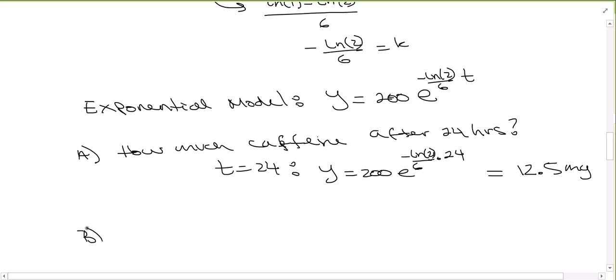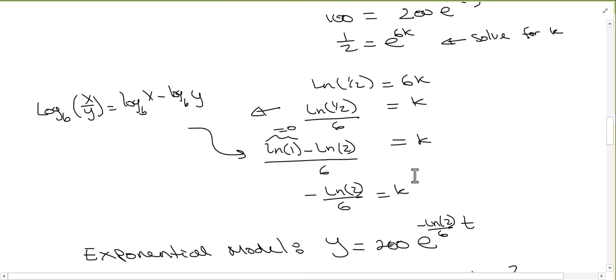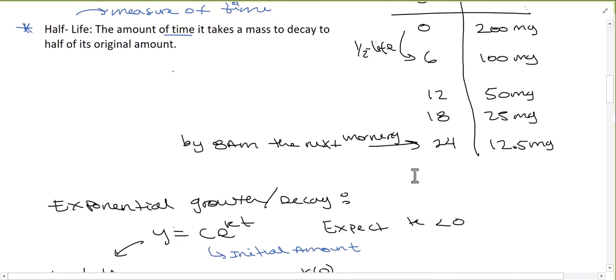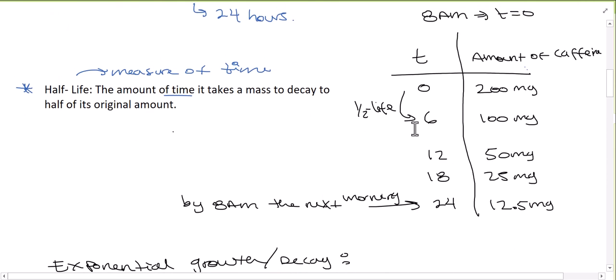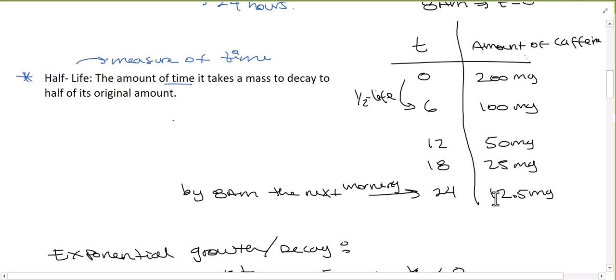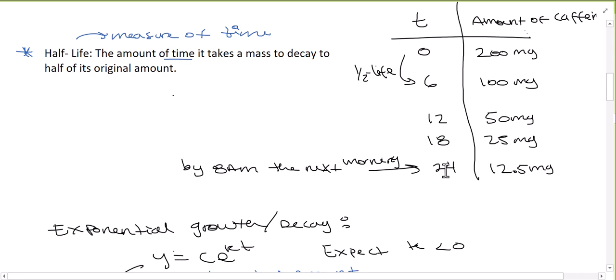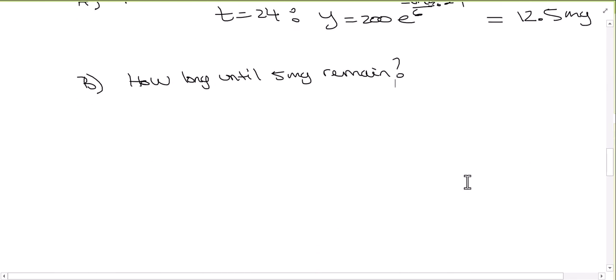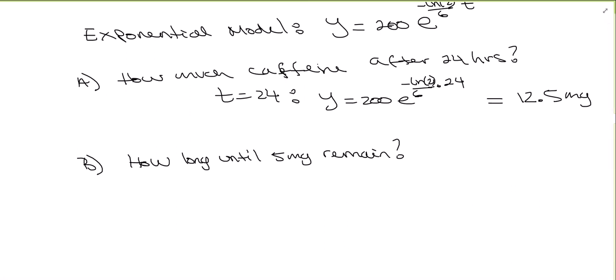Okay, so part B is asking for how long until 5 milligrams remain. So looking at our table, it's a good idea to have a gut check answer, like how long do you think it's going to take. So notice that after 24 hours we have 12.5 milligrams. So 5 milligrams is lower than this, so it's going to be more than 24 hours. So I should expect t to be larger than 24 once I solve this. And so here we're looking for how long, so we're looking for t.